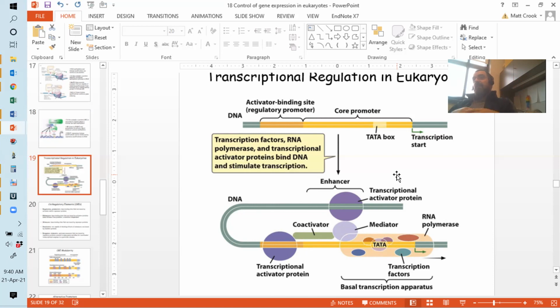Now, the core promoter varies from gene to gene, but let's say 300 to 400 base pairs. They can actually be pretty small. On top of that, you're going to have a whole bunch of regulatory elements, which can be really close by, right next to the core promoter. These are called cis regulatory elements. Let's just type that up.